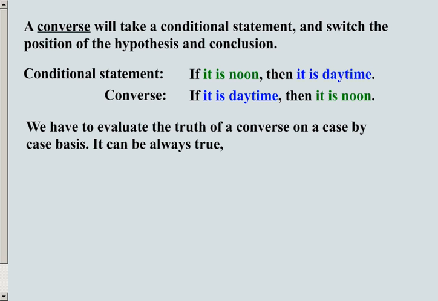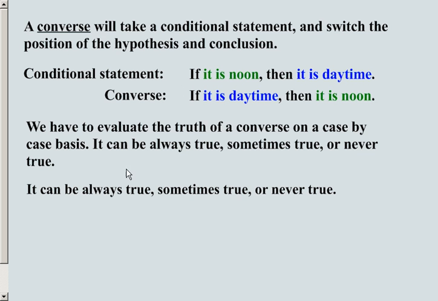Our converse can be always true, meaning we cannot come up with any counterexamples whatsoever. Our converse can be sometimes true, meaning maybe there are some counterexamples, but they don't hold up all the time. And then we also have the possibility that it is never true. The statement's just out and out a lie. I've got a little redundancy there in my notes, so ignore that.